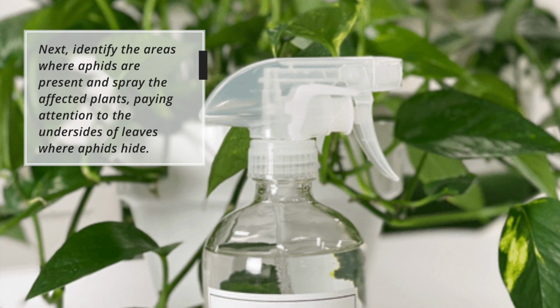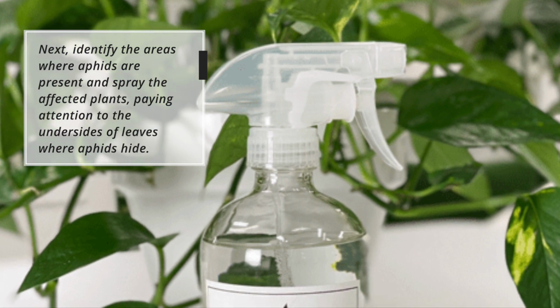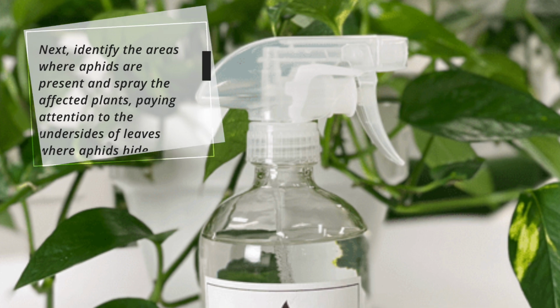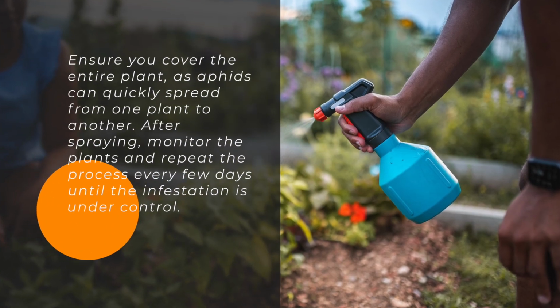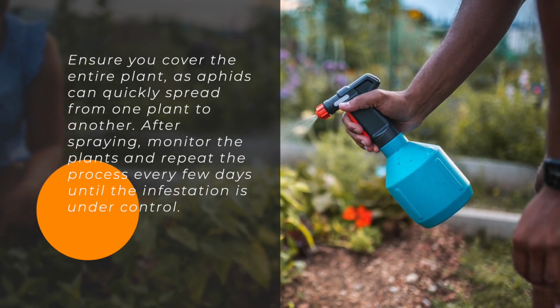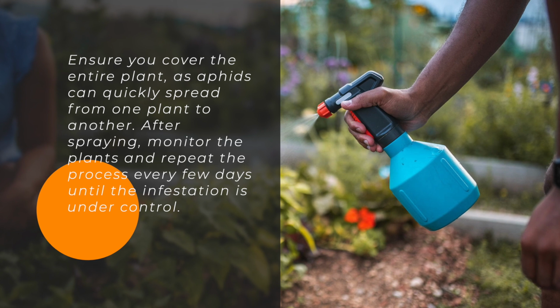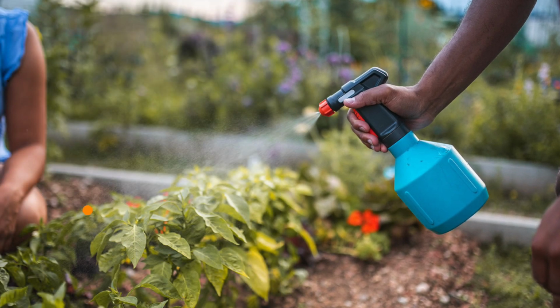Next, identify the areas where aphids are present and spray the affected plants, paying attention to the undersides of leaves where aphids hide. Ensure you cover the entire plant, as aphids can quickly spread from one plant to another. After spraying, monitor the plants and repeat the process every few days until the infestation is under control.